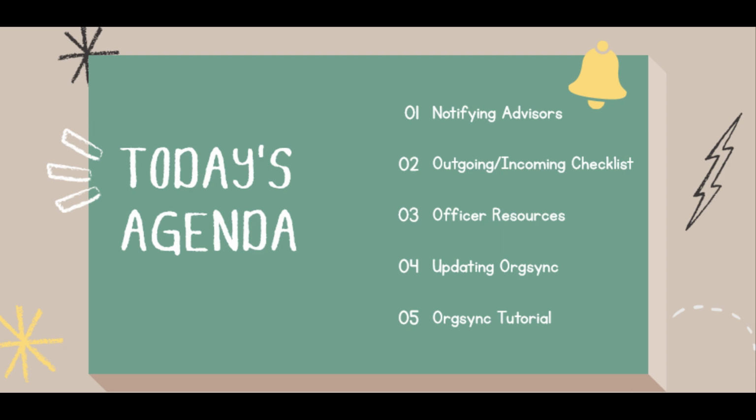So here's the agenda of what we'll be going over today. First, notifying your advisors. Then we'll go through a checklist, one for outgoing officers and one for incoming officers. Then we'll talk about some officer resources that our office provides. And then we'll go over how to update OrgSync, a little tutorial on how to navigate OrgSync for officer transition related things.